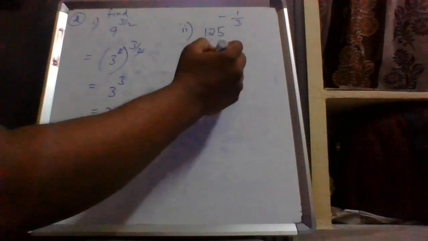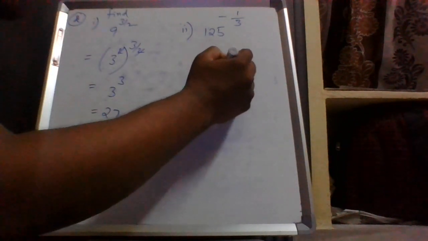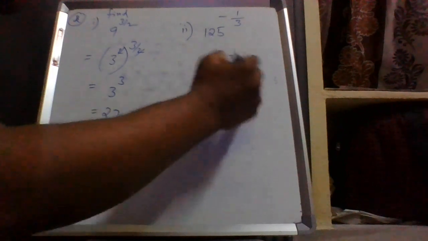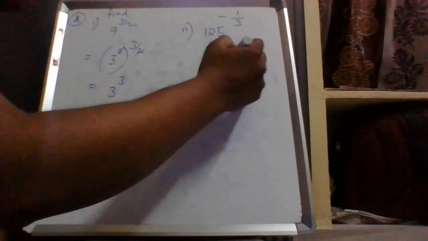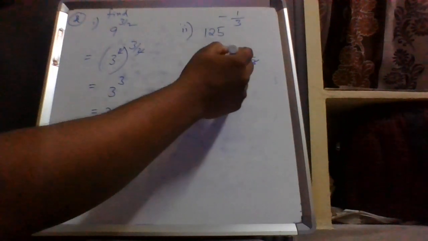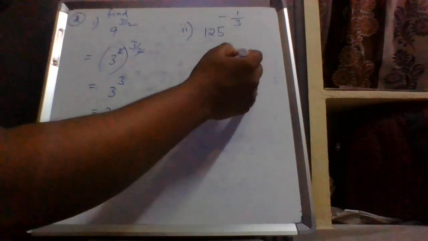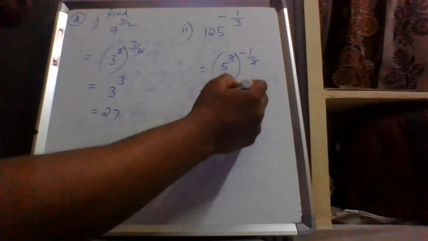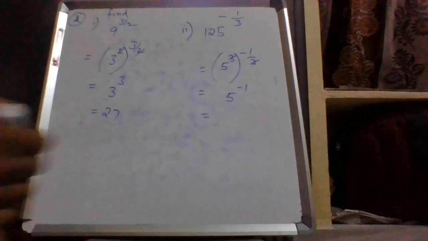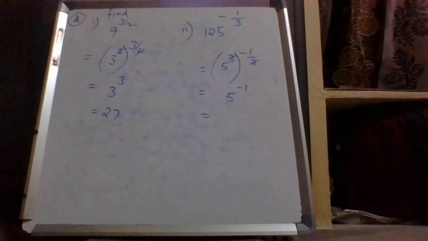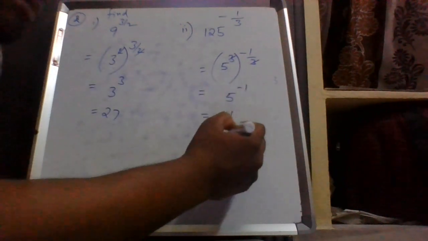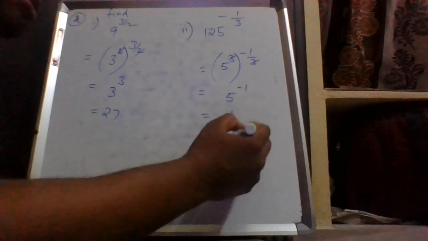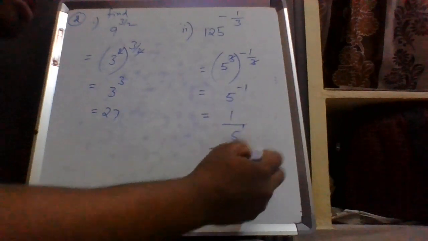3 cube, 27 only is the answer. 3 into 3. And coming to this one, which number has to be multiplied 3 times to get 125? 5 only. Whole power only. This cancels. (a power m) whole power n is a power m into n. Multiplying these two, the 3 cancels. Numerator, denominator. So 5 power minus 1. Again we have one more formula. I am not writing, just telling the formulas orally. a power minus n is 1 by a power n. So this is 1 by 5 power 1, which means 1 by 5.